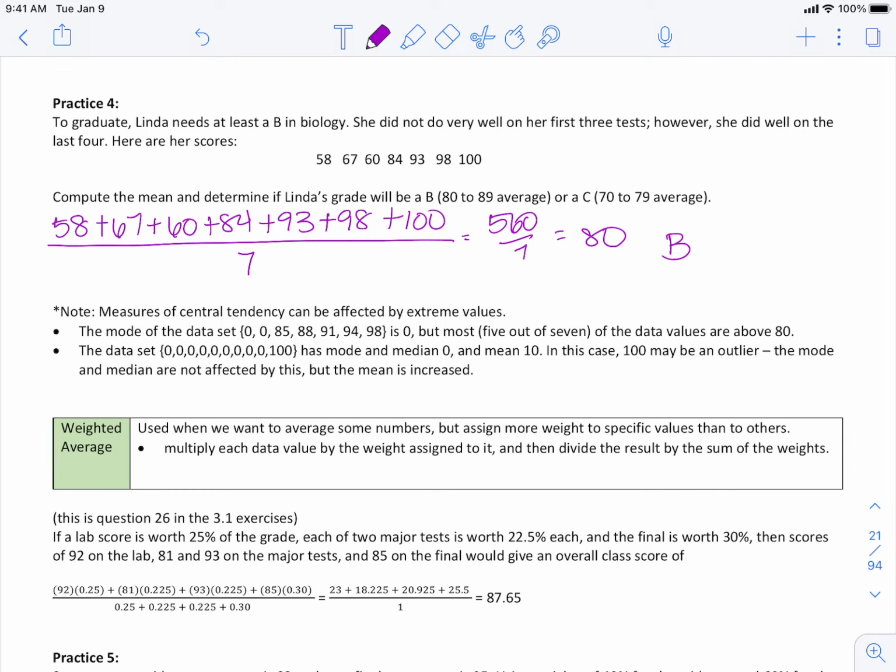The mode of the data set 0, 0, 85, 88, 91, 94, 98 is 0, but 5 out of the 7 data values are above 80.